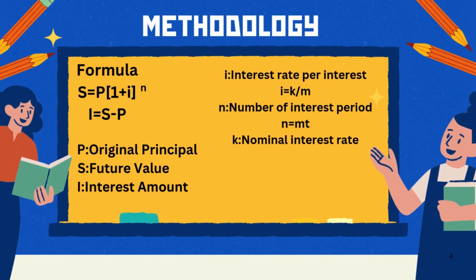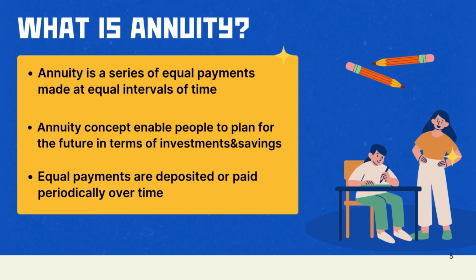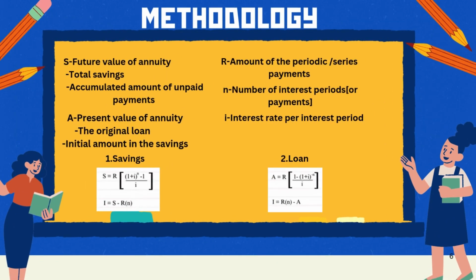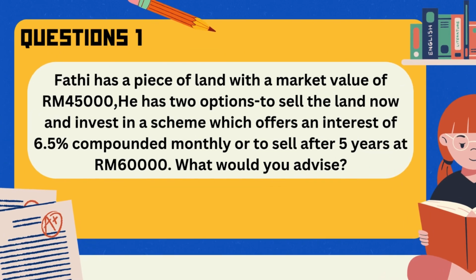Here is the methodology for compound interest. What is an annuity? An annuity is a series of equal payments made at equal intervals of time. The annuity concept enables people to plan for the future in terms of investment and savings. Equal payments are deposited or paid periodically over time. Here is the methodology for annuity.